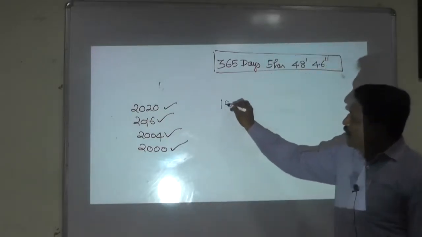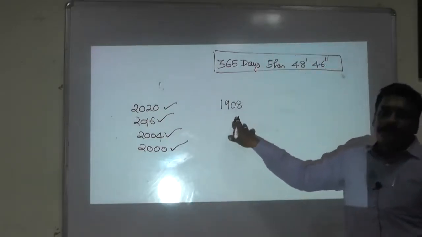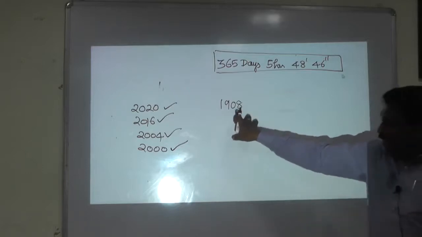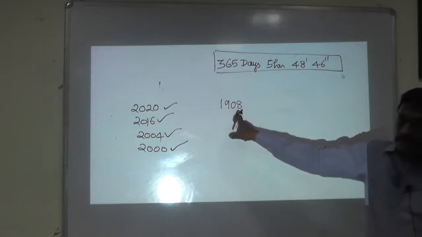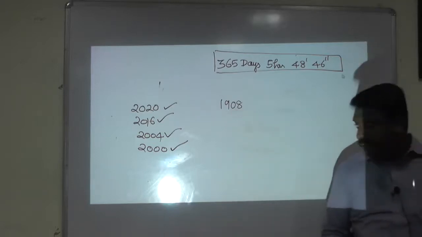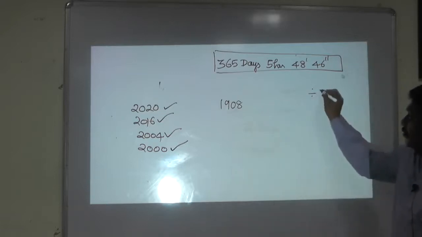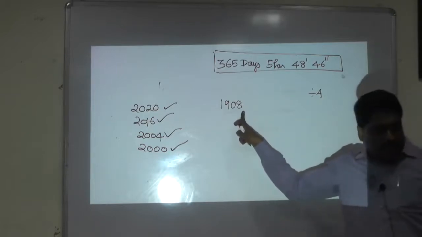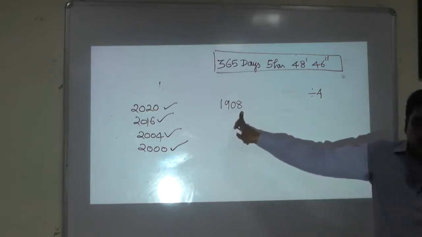What about this year, 1908? Is it a leap year? It's a leap year. How do you identify whether a given year is a leap year or not? Divide by 4. Yes, you divide by 4. Is 1908 divisible by 4? Yes, sir.